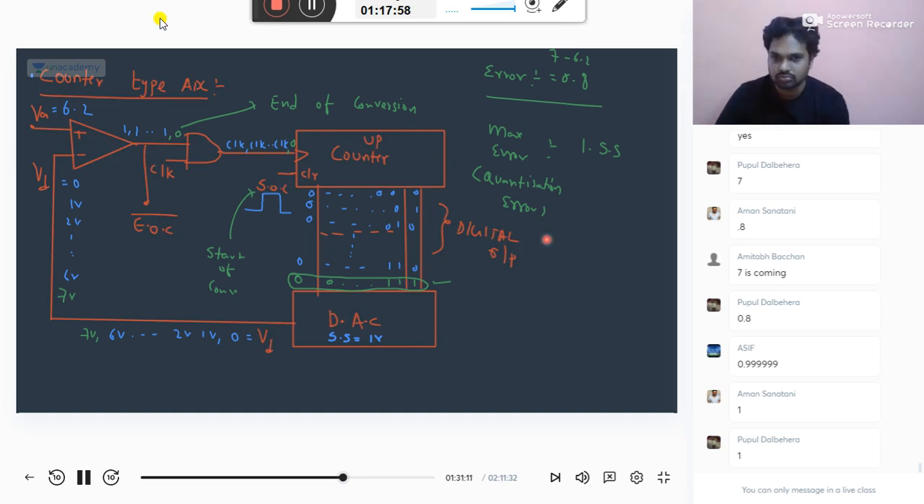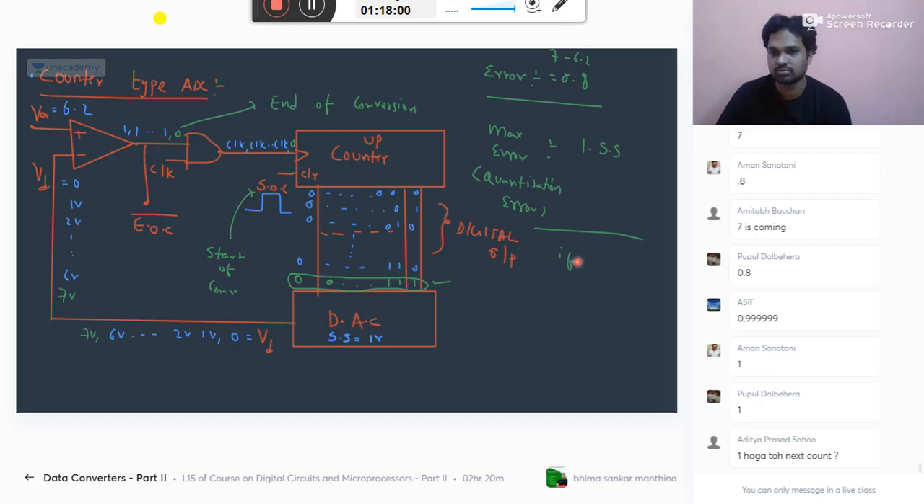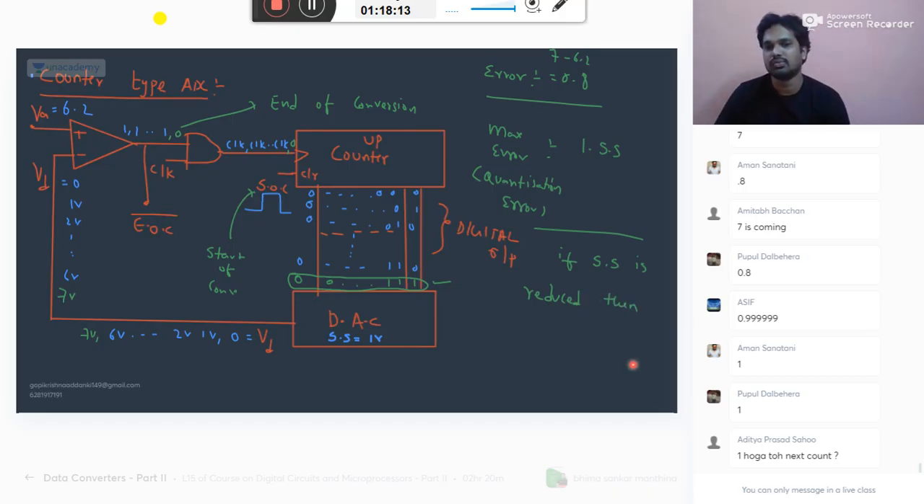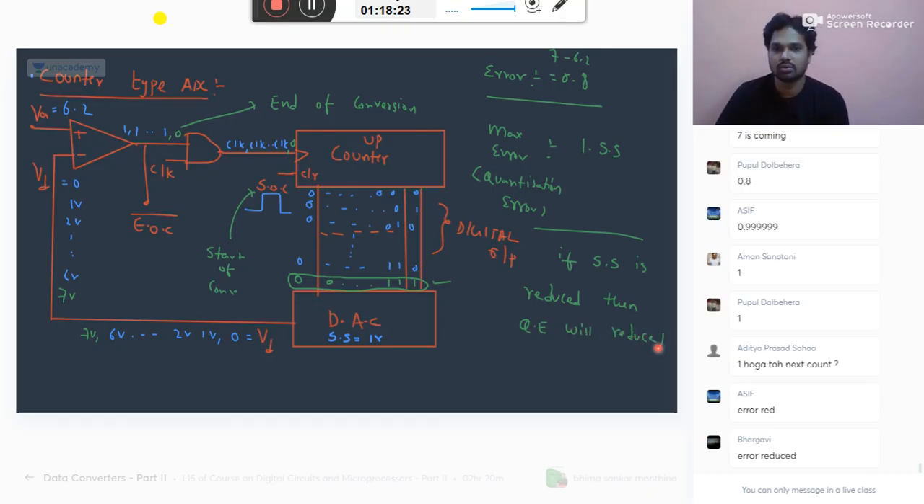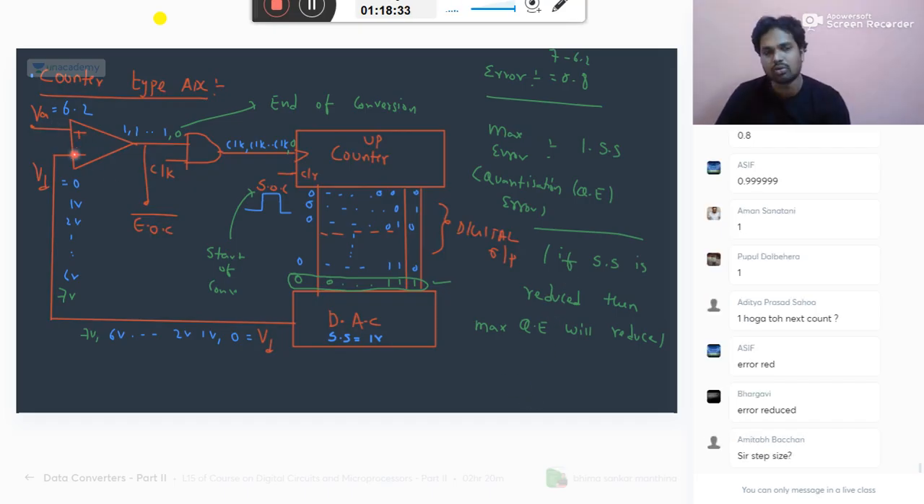So if step size is reduced, then what happens? If step size is reduced, then quantization error will reduce. Maximum quantization error, QE. Okay, so you understand here, when this input is greater than this input, you get 1.